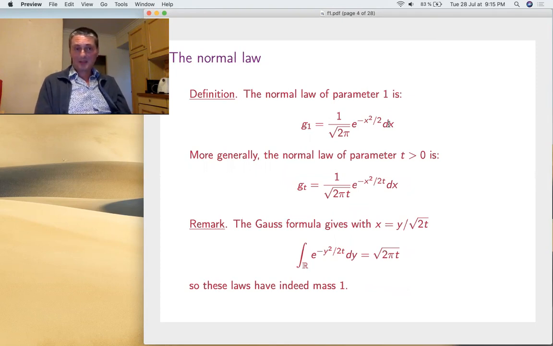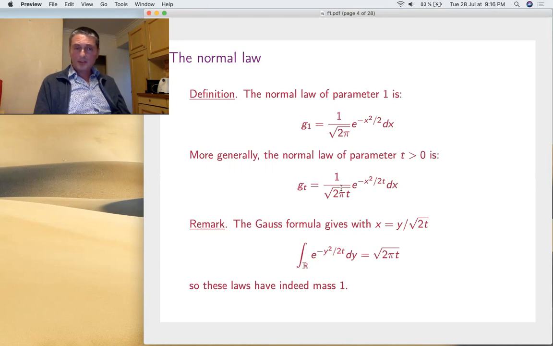So the problem, every time we define a measure, we have to take care that the mass must be 1. So these laws, you all know about them, but the fact that the mass is 1 is exactly the Gauss integral. I mean, the Gauss integral computes the coefficients here with 2 pi that you have to put in front of the measure for the thing to be of mass 1. So that's your normal law, and then the normal law of parameter t, we'll use that too.